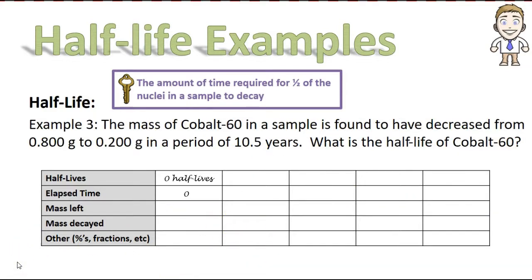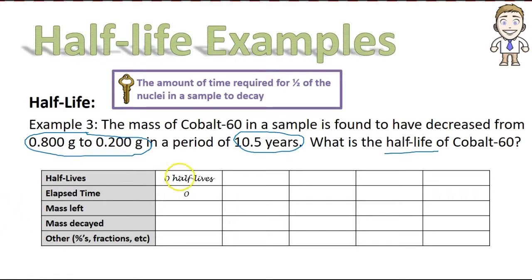And one final example for the video involving cobalt-60. This one's a little different. It says the mass decreased from 0.8 to 0.2, so it's giving you the initial and the final mass in a total elapsed time of 10.5 years. The question in this case is asking to find the half-life itself of cobalt-60, but using the same kind of table setup, we'll answer pretty much any of these questions.